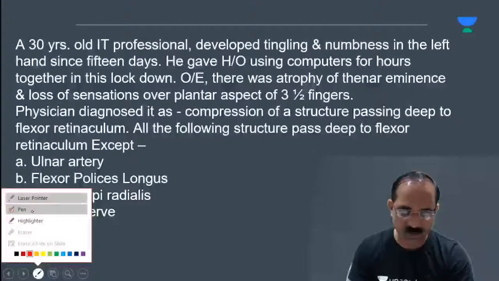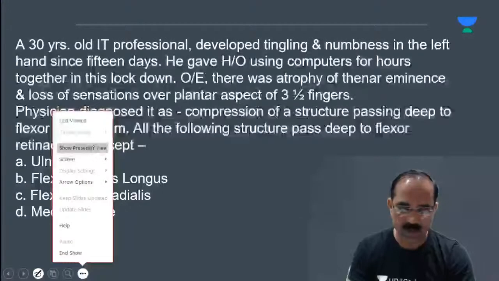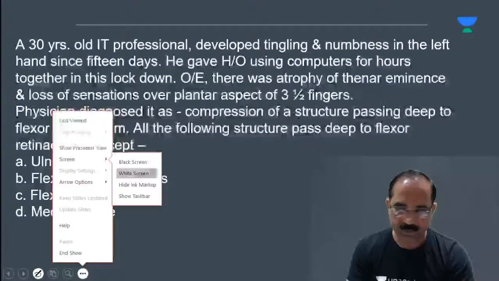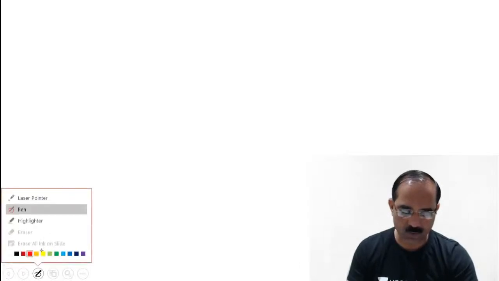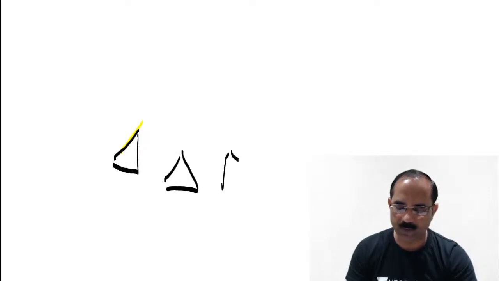One moment, I'll just draw this for you, students. Look at this. Sometimes there might be a mistake in the questions also. You should be able to understand this. Okay, I'll draw this for you, students. Have a look. I'm drawing this as the flexor retinaculum. Quickly, we'll finish this topic.